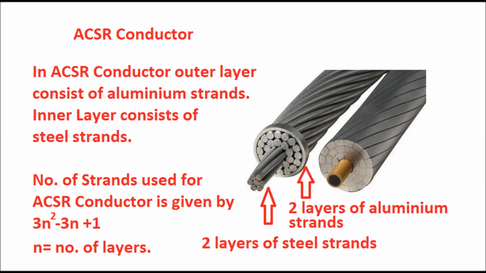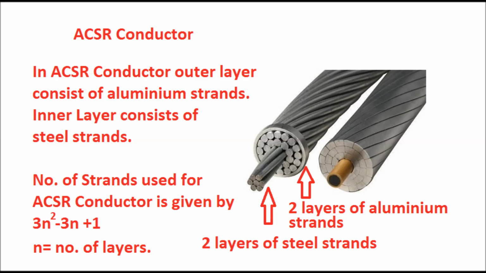So what is the total number of strands? Since two layers of steel strand and two layers of aluminium strand are used, the total number of layers is 4. We can calculate the total number of strands by putting n equal to 4. We get 3 into 4 squared minus 3 into 4 plus 1. So 3 into 4 squared means 3 into 16, which is 48, minus 3 into 4, which is 12, plus 1. So the total number of strands is 37. You can calculate it by the given formula.